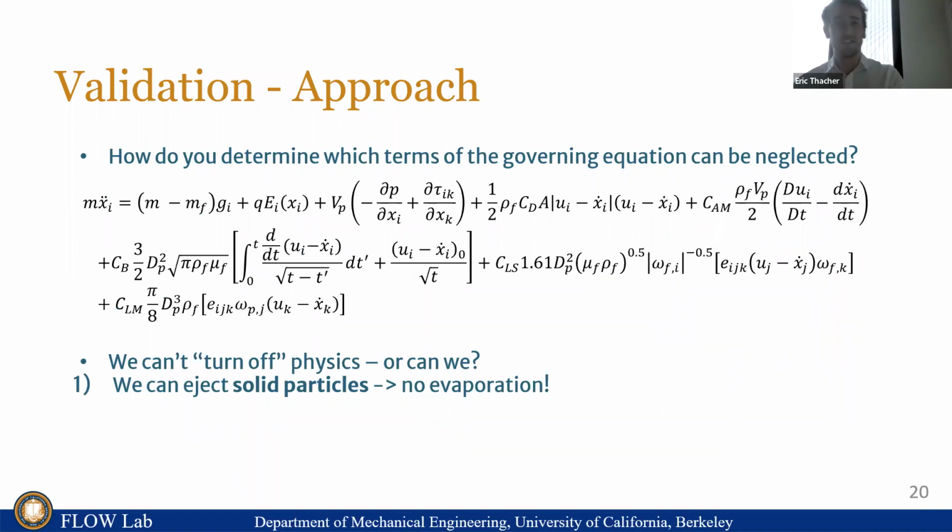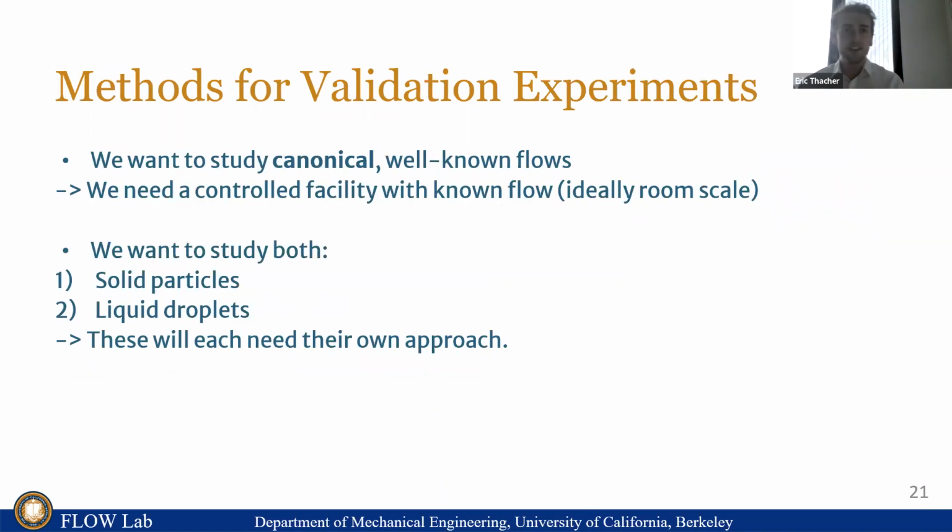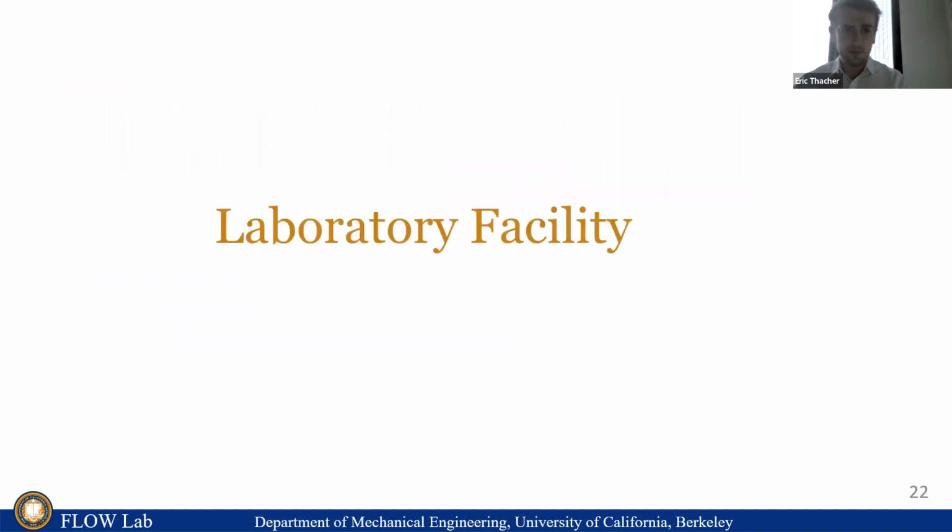We can inject solid particles, so there's no evaporation. We can eliminate electrical fields, so you can neglect terms that way. And most importantly, we can study particle motion in canonical flows, which are well understood. They allow us to know the flow field with reasonable accuracy, and we can have confidence in eliminating certain terms. It depends on the particular flow you're dealing with, but for example, with small fluid accelerations, you can neglect your history force. So basically, the methods that we want to develop are to study canonical, well-known flows, which requires a controlled facility, and we want to study both solid particles and liquid droplets, both of which need their own approaches.